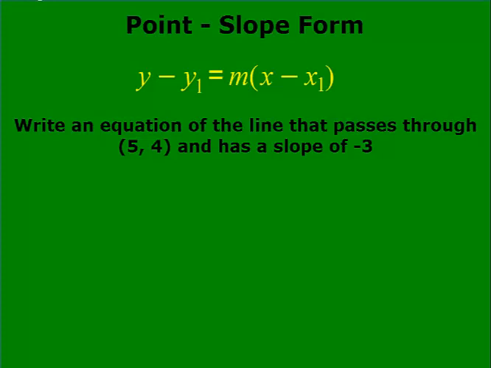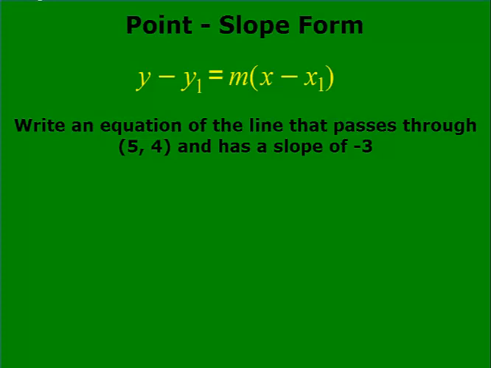So if I said something like this: an equation of the line that passes through (5, 4) and has a slope of -3. Am I going to use slope-intercept form or point-slope form? Point-slope form. How come? What did I give you? I gave you a point and a slope. So I'm going to use point-slope form. I'm not trying to trick you. Everybody okay with that? Yes, no, maybe?